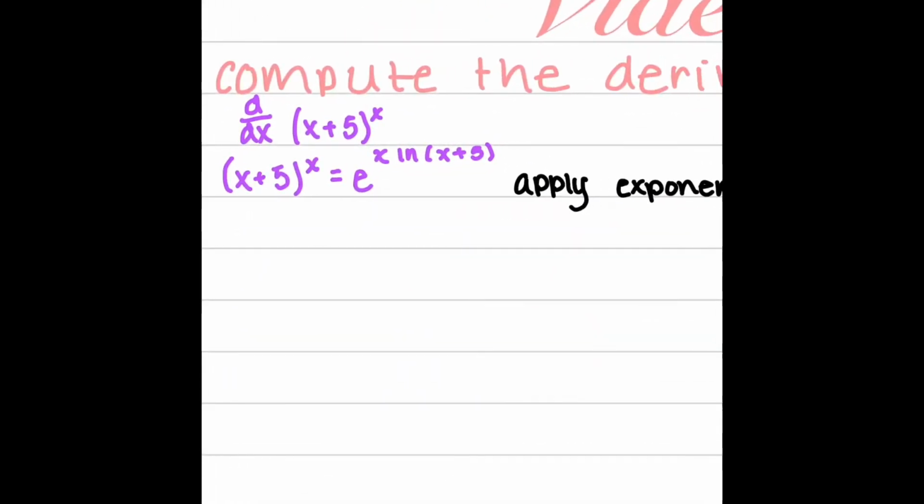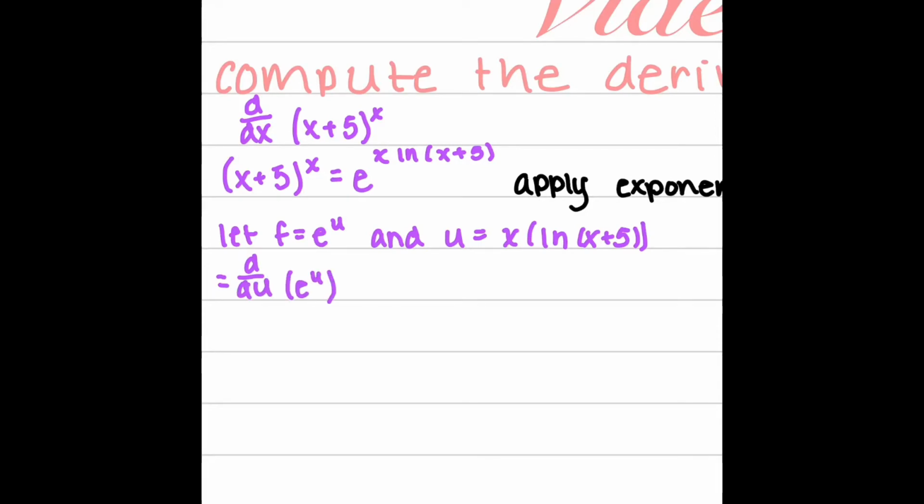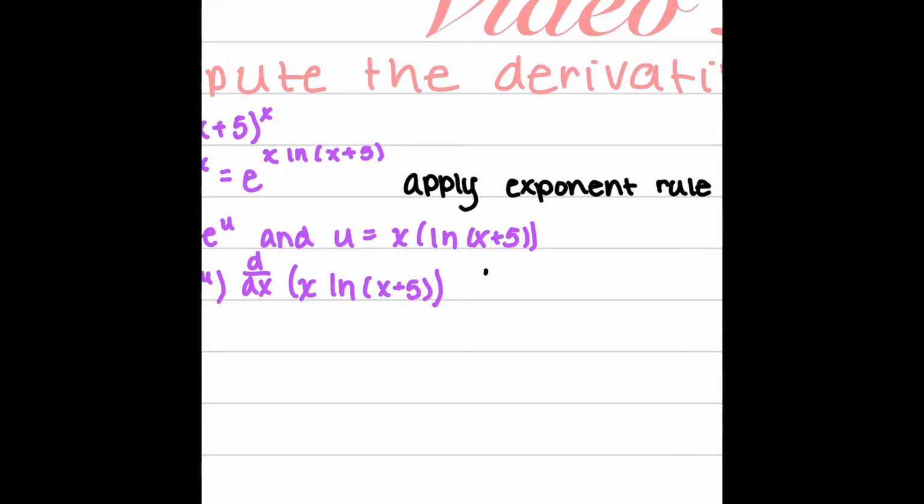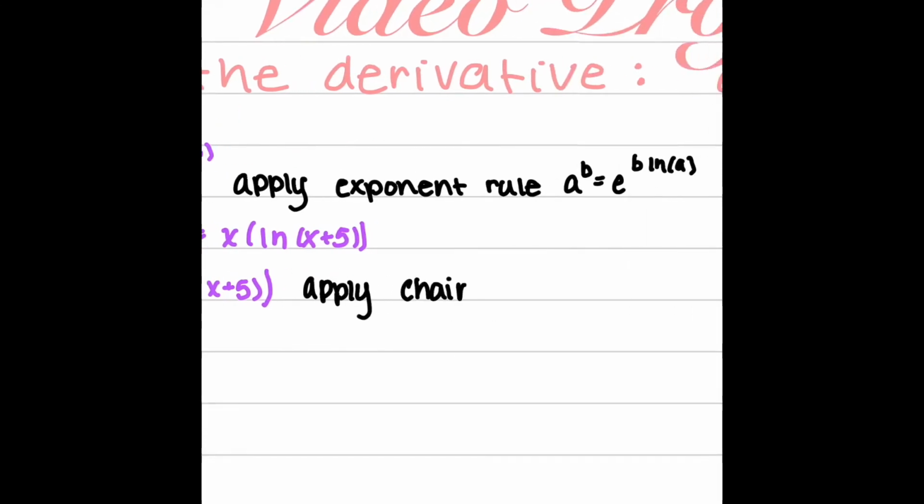And then next I'm going to do the chain rule, but first I'm going to separate the equation. So I did f equal to e to the u and u equal to x natural log of x plus 5. So like I said, the chain rule is going to be used, and it's going to be d over du, e raised to the u power, d over dx, and then in parentheses x natural log of x plus 5. I'm just going to write out what I'm doing, so I said apply the chain rule right here.